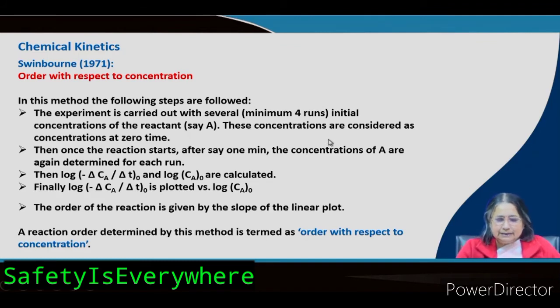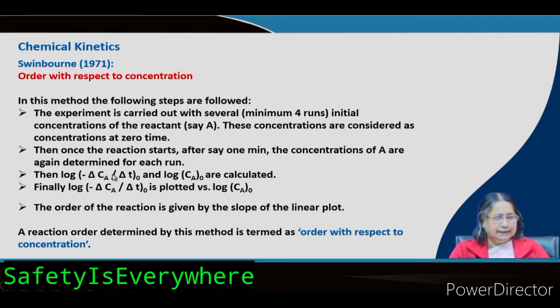Okay. And then these concentrations are considered as the concentration at 0 time. Now, the reaction starts. So, we have 4 experimental setups and then the reaction starts, and then just a small interval is taken, say 1 minute, and then the concentration of A is measured for the 4 runs. Then delta Ca means the concentration difference between 0 minute and 1 minute, that we can easily find out, and delta T here is 1 minute. So, delta T is 1.